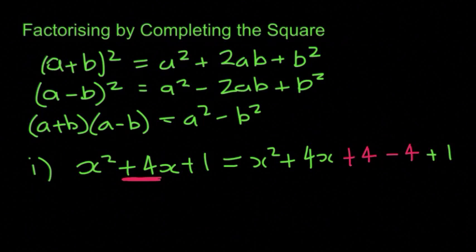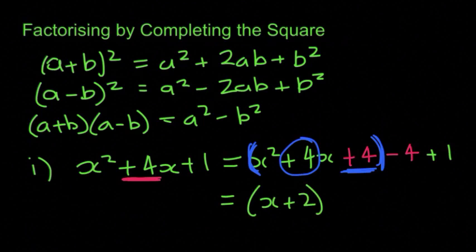Now, because we added that 4, which was the half of this squared, the part of the expression in the brackets is now a perfect square. So what I know for certain is that this will be (x + 2) all squared. And now we have to address the final part of the expression, minus 4 plus 1. Minus 4 plus 1 is minus 3.